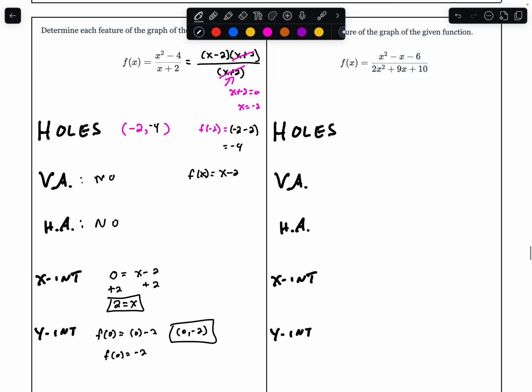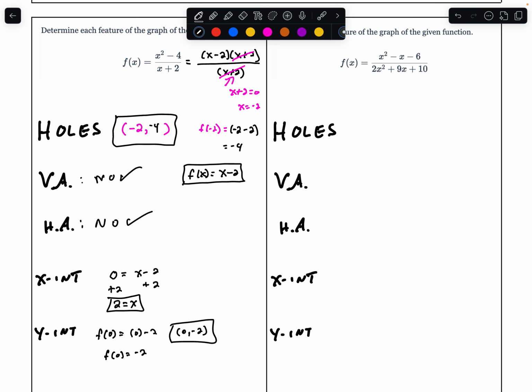Okay, so what's nice about these functions is sometimes everything goes away, right? Once I start factoring in the beginning, you find out there's going to be a hole right here. And then if I factor everything, it just turns into a linear function, right? So there's no horizontal asymptote, no vertical asymptote. There is an x and a y-intercept, okay?